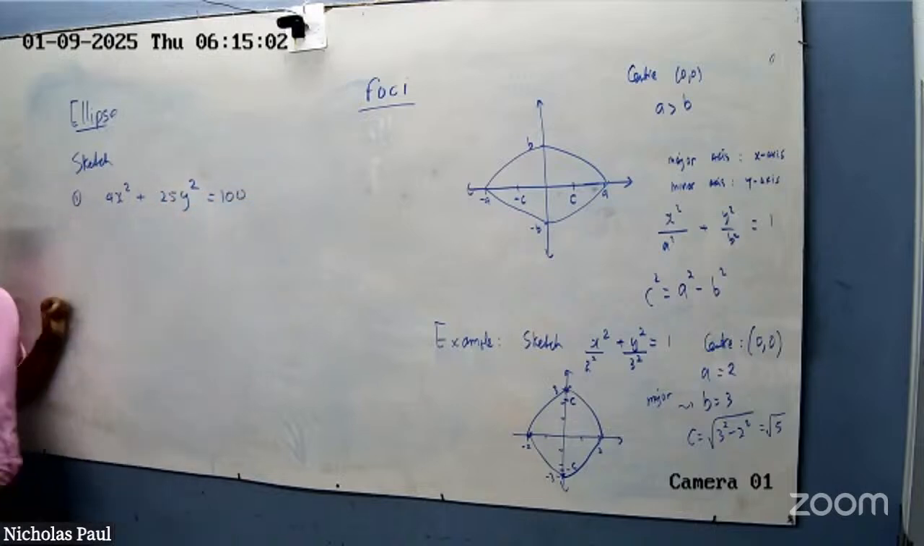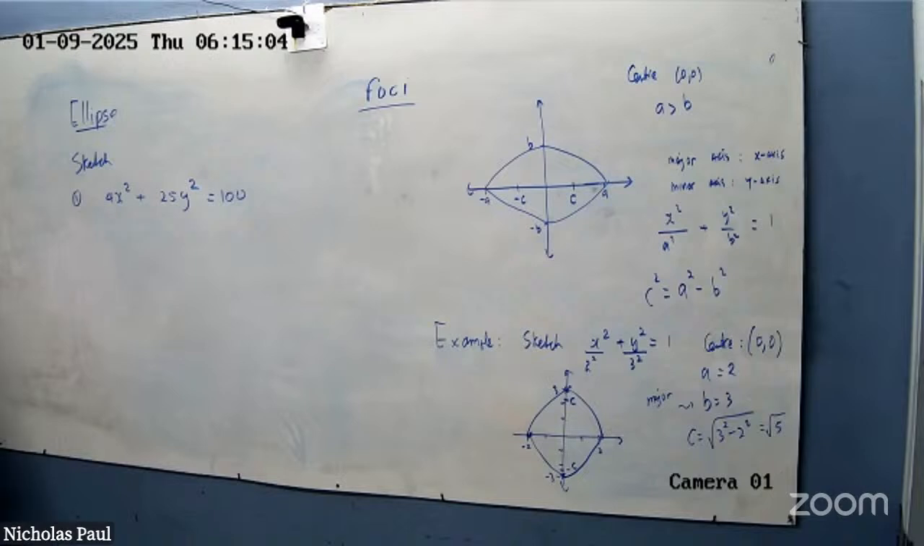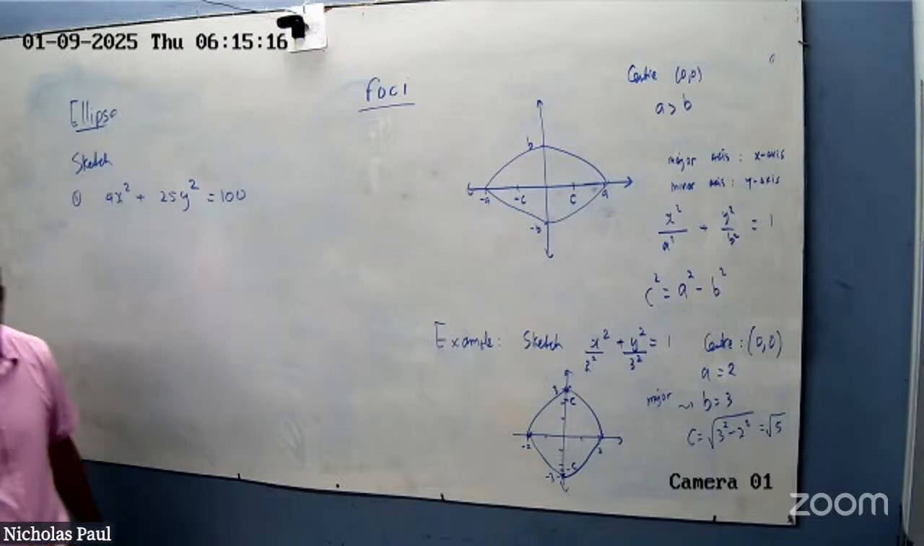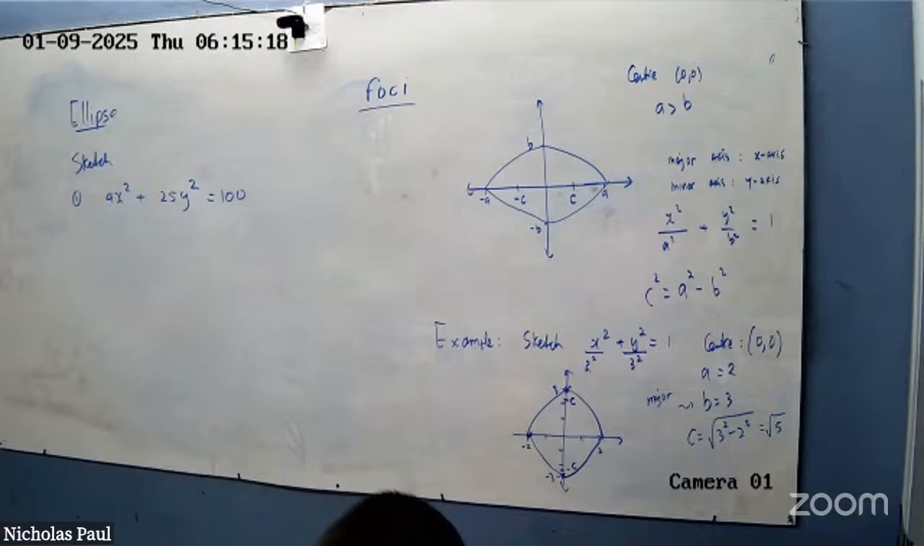Catch this fast. 4x squared plus 25y squared is 100. We have a slight problem here. Does this look like number 1? No. It doesn't look like number 1 now.